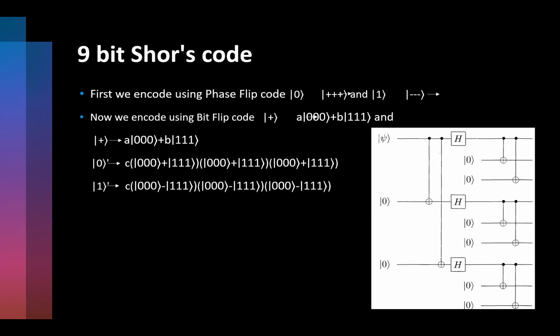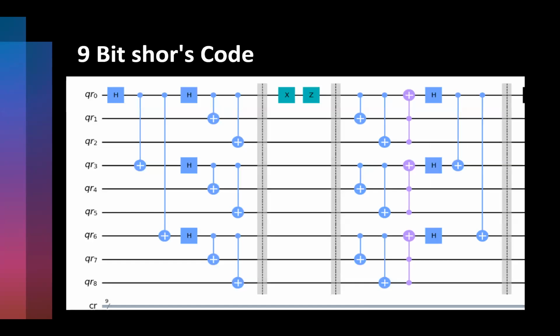So in bit flip we had 3 qubits. Now we have 9 qubits. So this 9-bit Shor code deals with bit error correction and phase error correction. So our 1 is converted into 000 minus 111, 000 minus 111, and 000 minus 111. So this is what the Shor code looks like when we try to plot it.